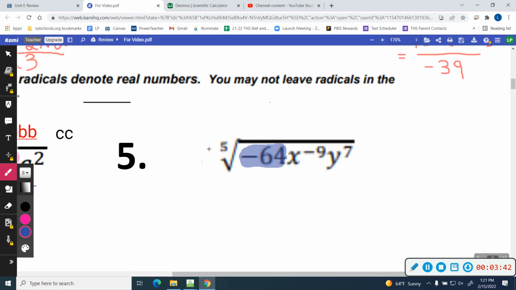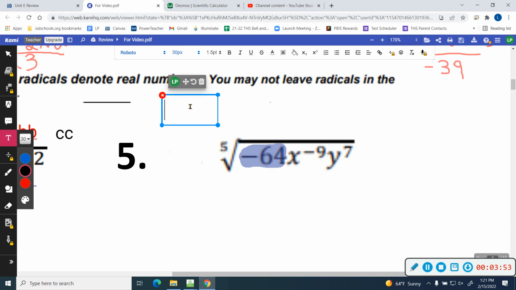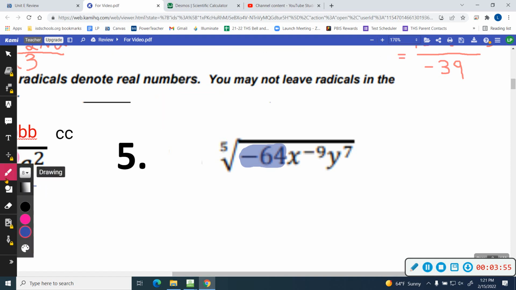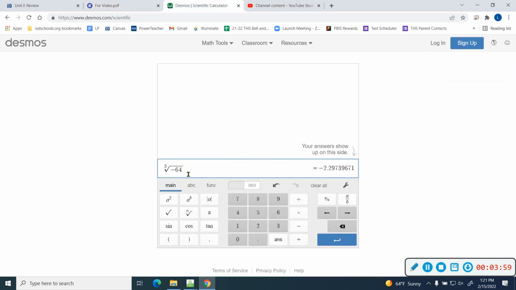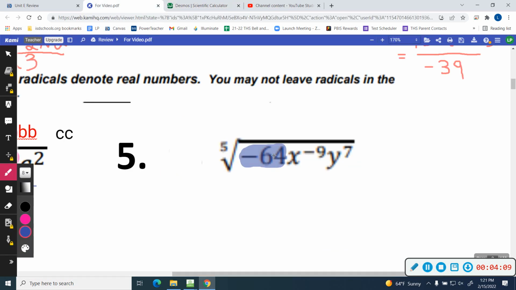So now I got to think about 64. And let's think about anything to the 5th power. So what is 1 to the 5th? 1 to the 5th is 1. What is 2 to the 5th? 2 to the 5th is 32. And then what is 3 to the 5th? 243. 243 is too large to go into 64.